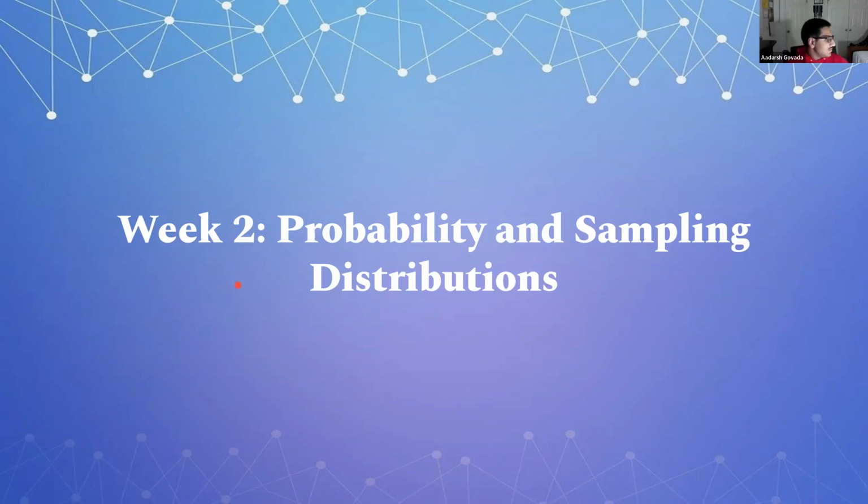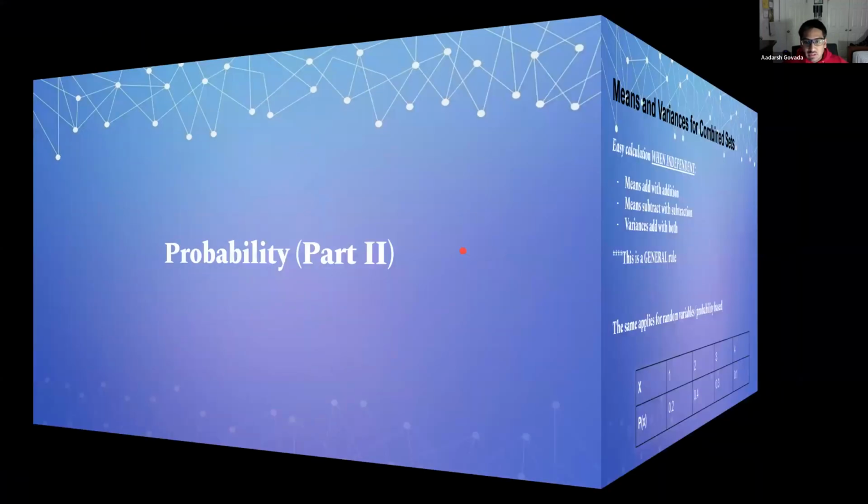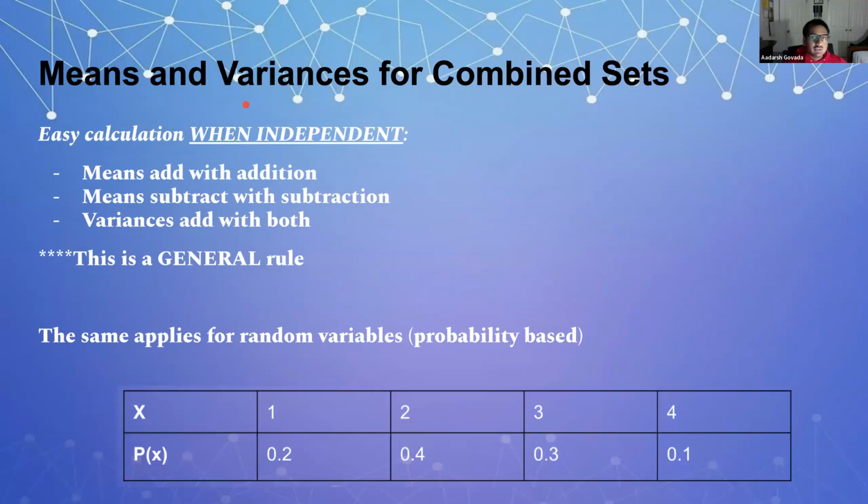All right. So week 3, probability and sampling distribution. We're going to continue probability, which we did a little bit of last time. We're going to start off looking at combined sets.